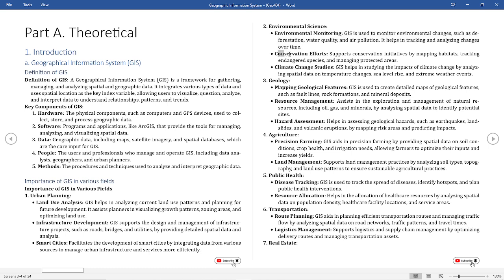For conservation efforts, we need to know which areas are there to protect and which are the areas where endangered species are found.